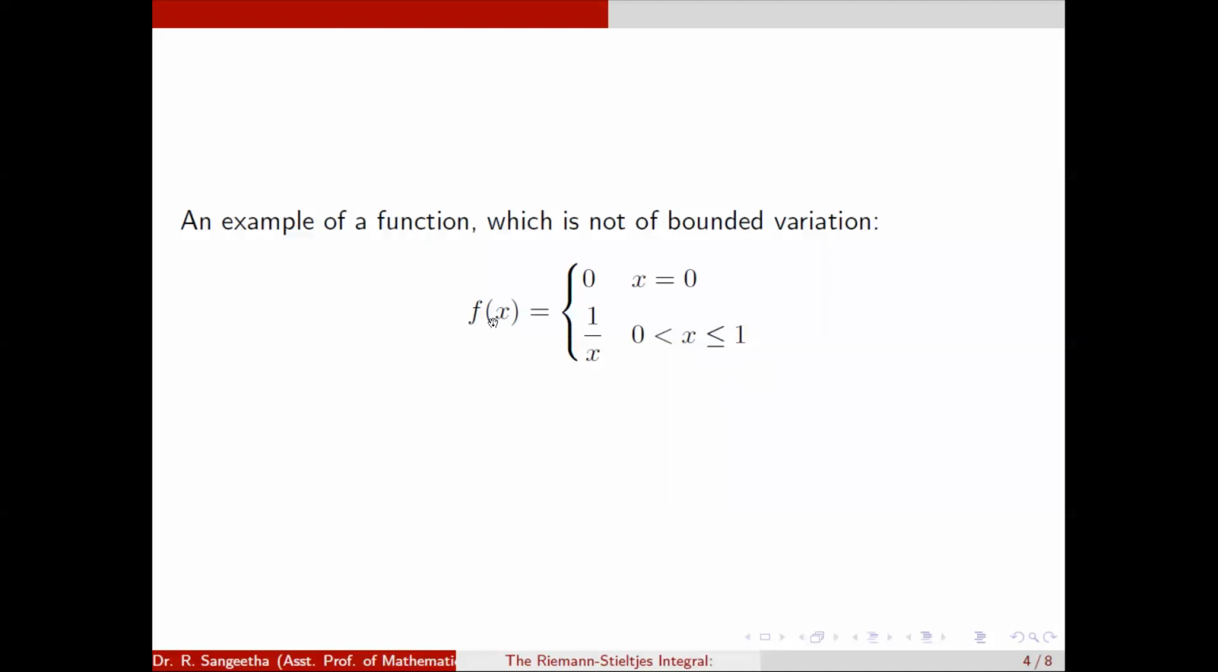We have defined the function such that f of x is the reciprocal of the value of x. So if you take x equal to 1 by 10, f of x will become 10. That is, if you increase the points of the partition, then definitely the value of f of x will grow. Hence automatically the differences will grow and the sum will grow. So it is not bounded, and the function is not of bounded variation. There are a lot of functions which are of bounded variation, and this is one such example. You try to work it out yourself.